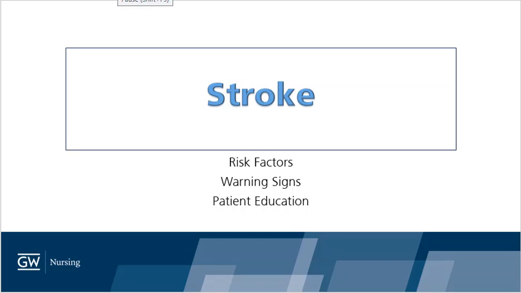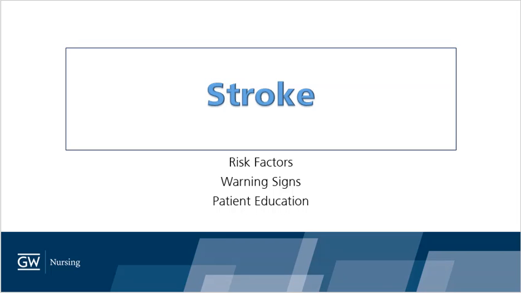We're going to spend a little time talking about strokes: the risk factors, warning signs, patient education, but also the difference between a stroke and a TIA. A stroke is also known, or you've also heard it referred to, as a CVA, or a cerebrovascular accident. You may have also heard it labeled as an ischemic stroke or a hemorrhagic stroke. These are all terminologies you're going to learn more about in your pathophysiology class.